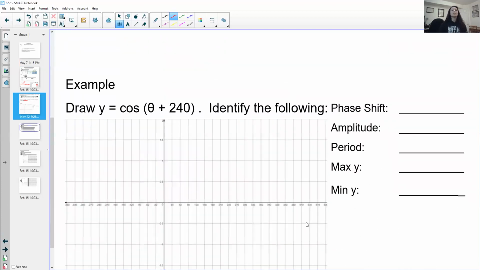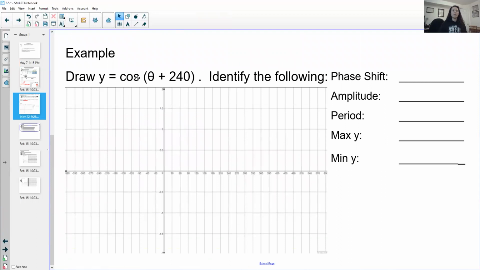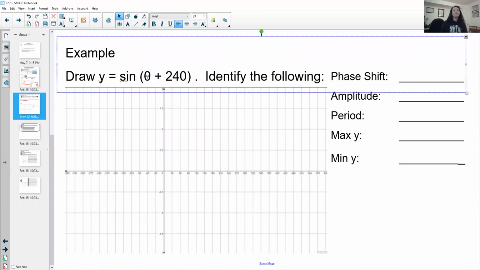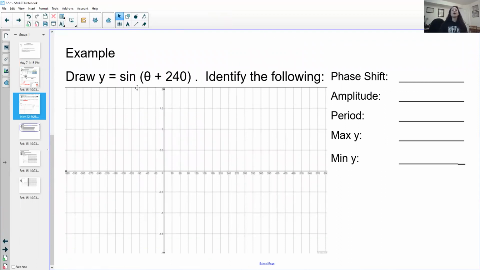Okay, so let's look at an example. Oh, this should say sine, I'm sorry. There we go. So we're going to draw sine of theta plus 240, and we're going to look at the phase shift, the amplitude, period, maximum. So again, please start off with your basic function. So start at 0, 0. Remember, it's 0. At 90, it's 1. At 180, it's 0. At 270, it's -1. And at 360, which I think is right there, it's back at 0.